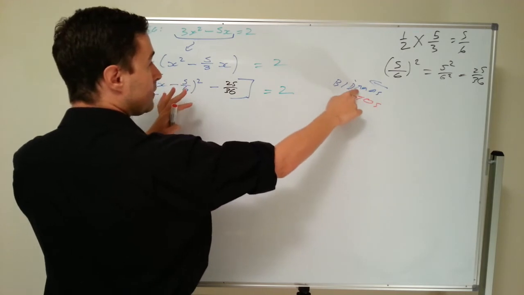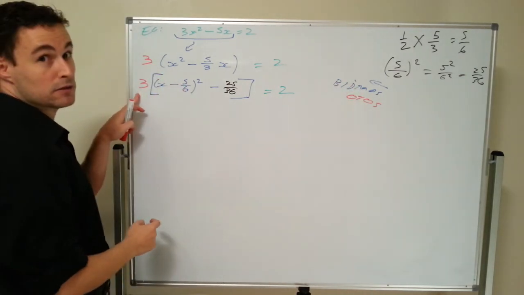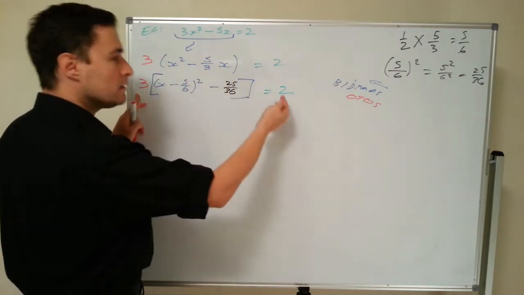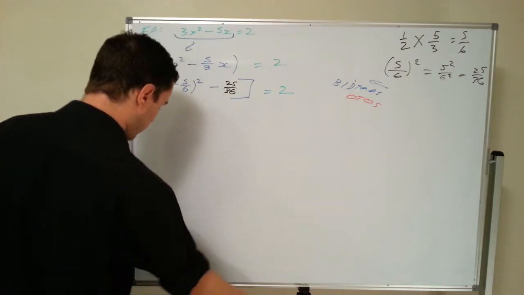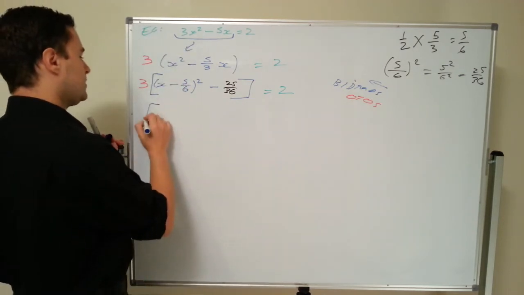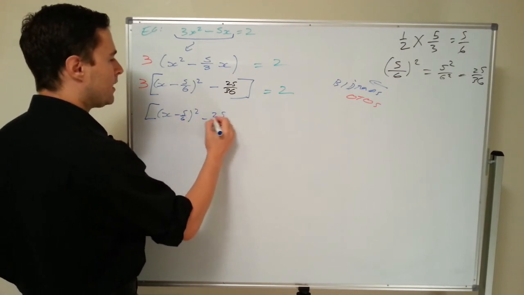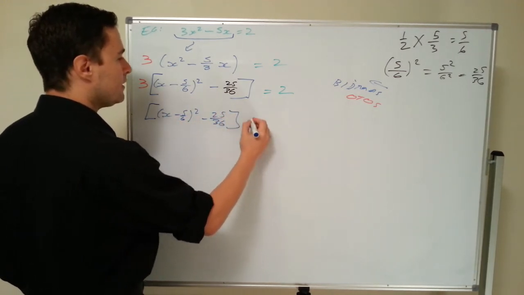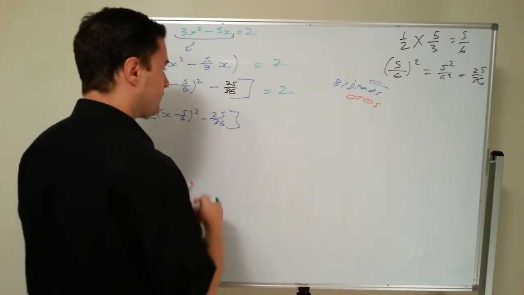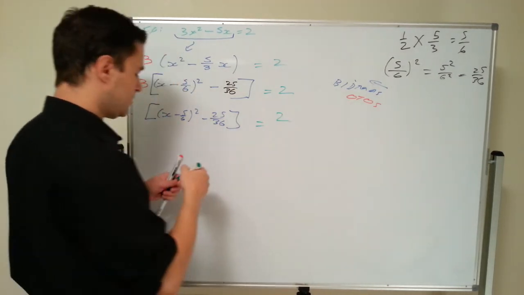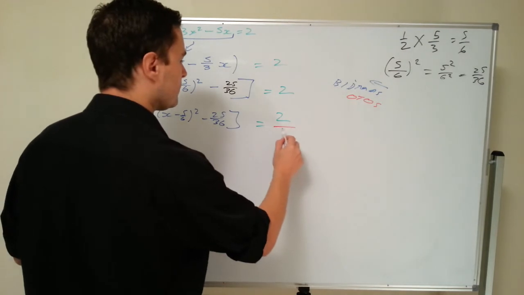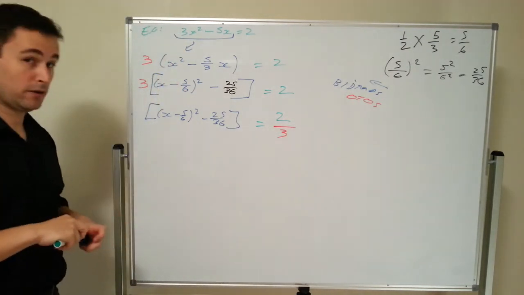So I reverse BODMAS, I get rid of multiplication. Here's multiplication. Opposite of times by 3 is divide by 3. So I've got the x here, this bracket. It still looks exactly the same: x minus 5 over 6 squared minus 25 over 36. And then on this side, I've got equals 2, opposite of times by 3 is divide by 3, divided by 3, 2/3. You with me still?